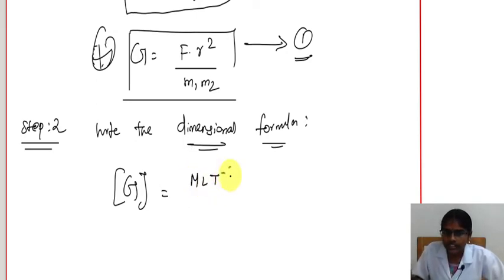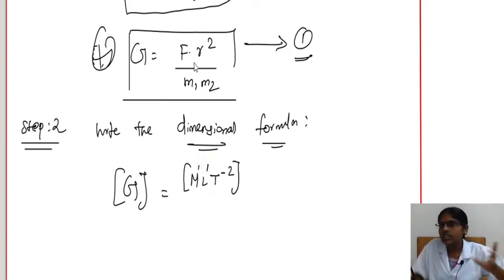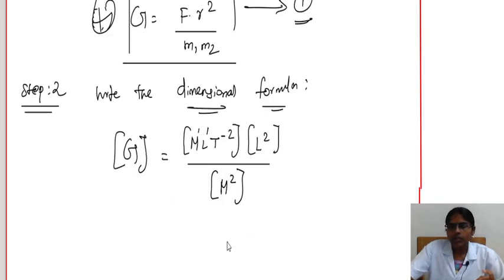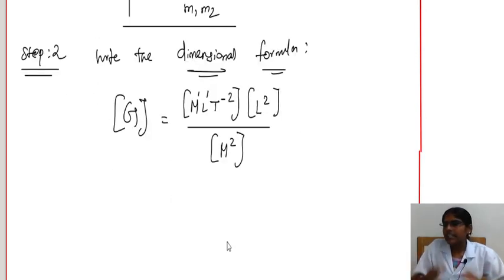Am I correct? These things we have already derived. So dimensional formula of force is MLT power minus 2. If nothing is written, it means the power is 1. So what is r? r is nothing but the distance, length. So dimension of r square is L square. Now below, both are mass. So both are mass, I can write it as M square. Am I correct? Okay. Now I am going to just do some multiplication or division.